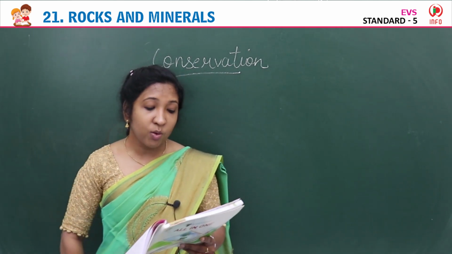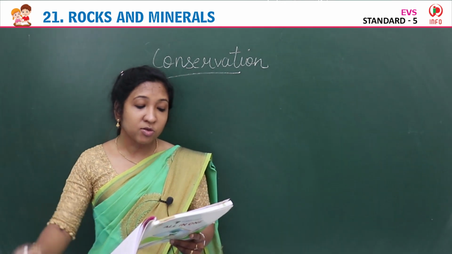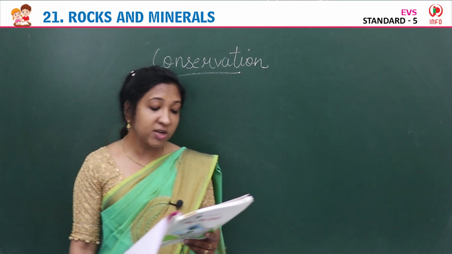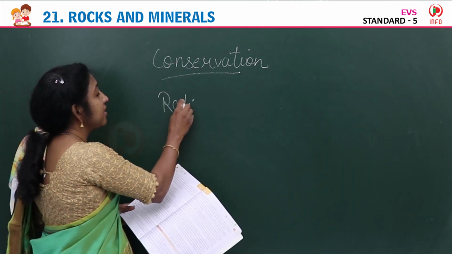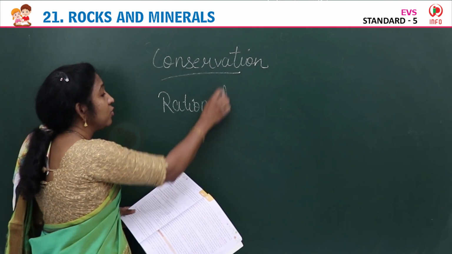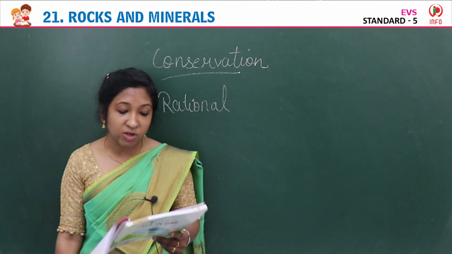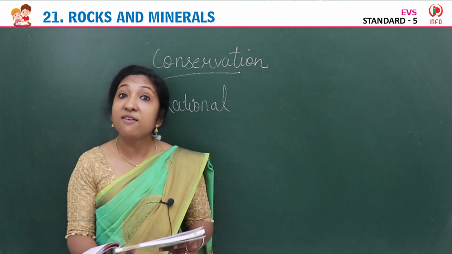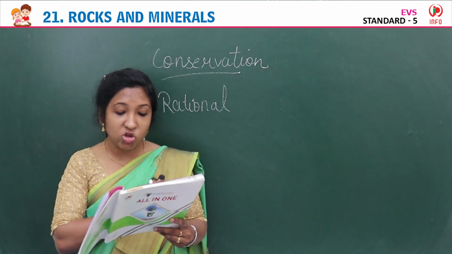So the first way to make such measures, so that we can increase the longevity of the resources and improve their usage, is rational use of the resources. What do you mean by rational use? Rational use of the resources means without wastage, waste free. Rational use of the resources is one of the concepts in conservation of natural resources.